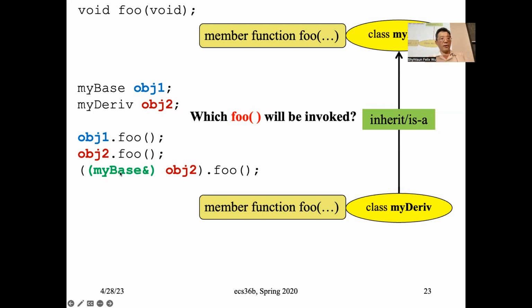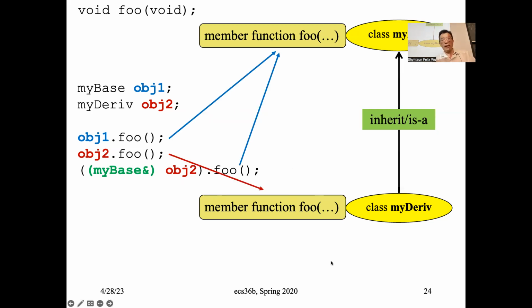Now it's the third one. I have obj2, which I created as a derived, but I cast it as the base. Then when I call foo after the casting, which one am I going to get? It's the base. Okay, anybody disagree? I think he's right. This is actually the 3 things.